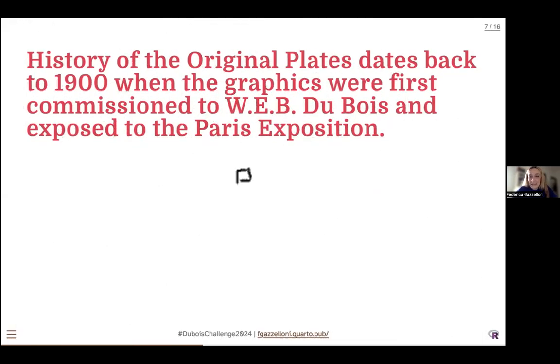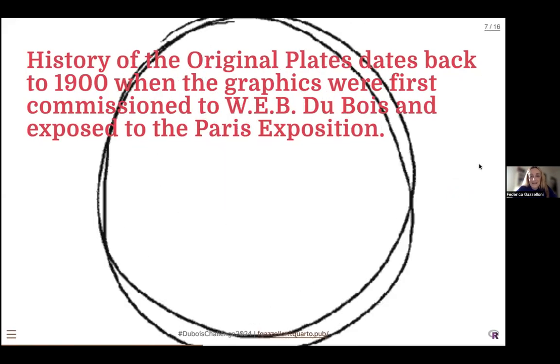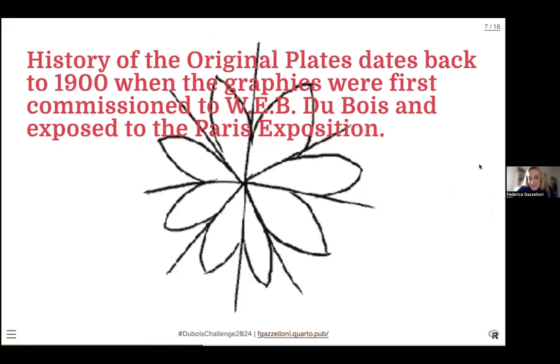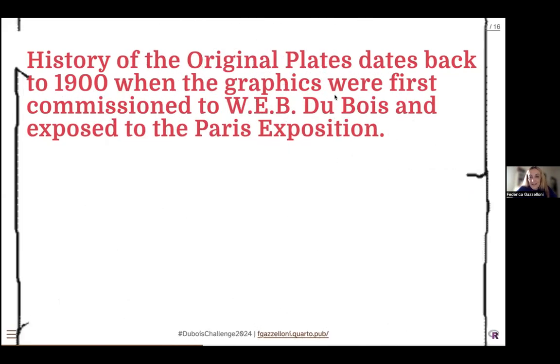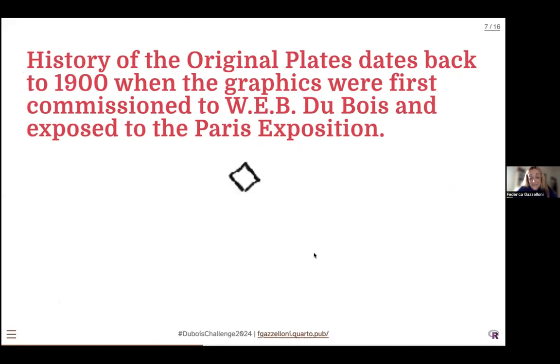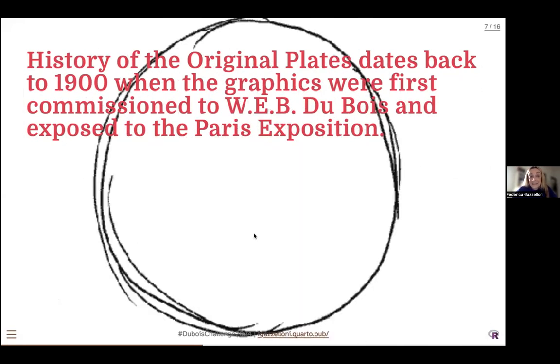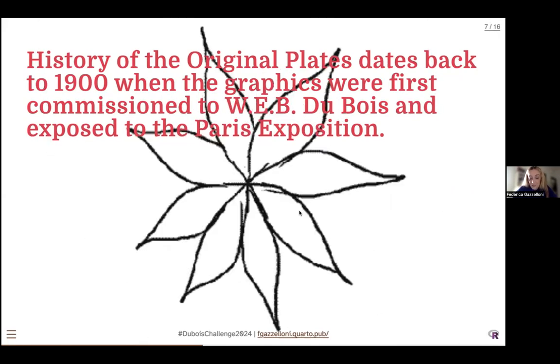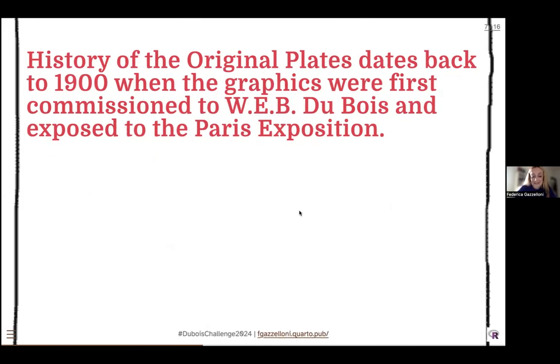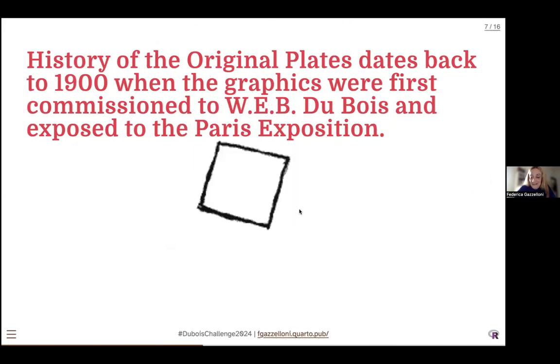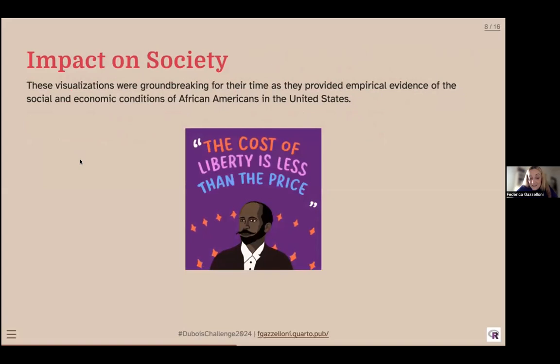Okay, let's have a look at a bit about the history. The history of these plates dates back to the 1900s, when the graphics were first commissioned to Dubois, and we will see a bit more about him, and then exposed at the Paris Exposition. Those graphs also had an impact on society, especially at the time, because they were groundbreaking, as they provided empirical evidence of the social and economic condition of African Americans in the United States.